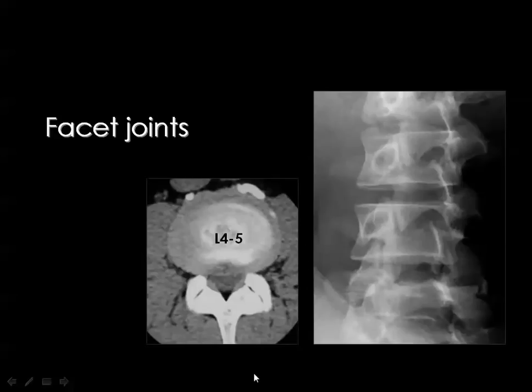Then for evaluation of the facet joints, which are the articulations between the superior articular facet of the vertebra below and the inferior articular facet of the vertebra above, this facet joint is bone, and you cannot evaluate it in the soft tissue window unless you will make some mistakes, because the evaluation of the facet joint is directed mainly for the detection of osteoarthritis, and one of the main manifestations of osteoarthritis is narrowing of the joint space. If you look here, you may say falsely that the joint space is narrowed, which is not the case.